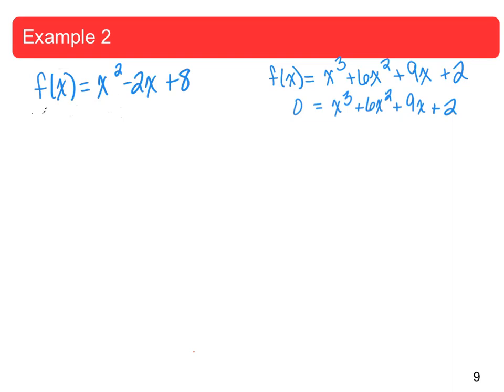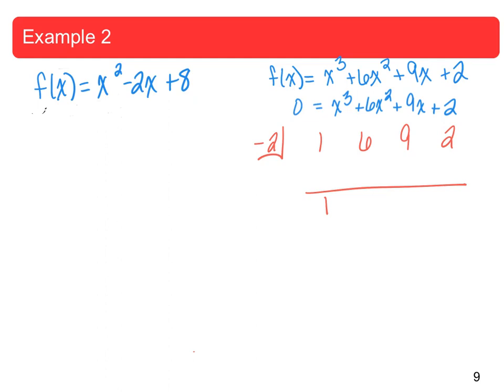Now, for the sake of time, I'm going to go ahead and tell you that 2 is what works. No, actually negative 2. I'm sorry, not 2, negative 2. So I'm going to start here with negative 2, and then I've got 1, 6, 9, and 2. So I'm going to bring the 1 straight down.